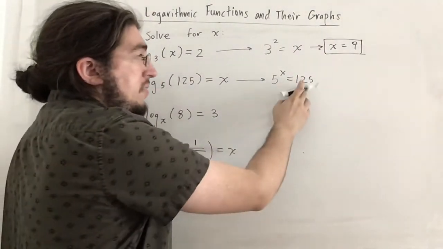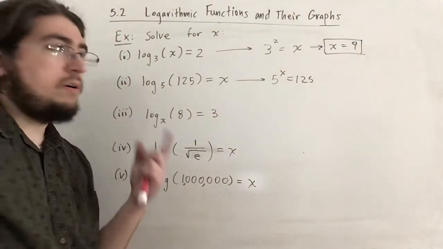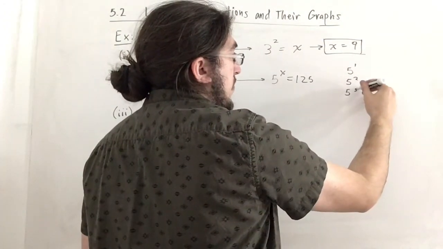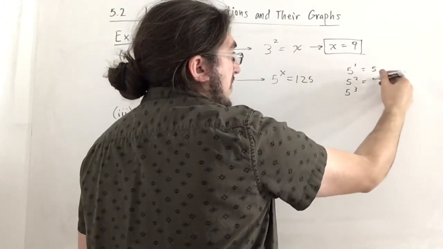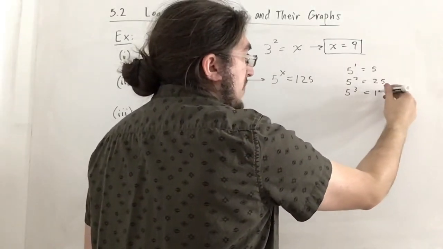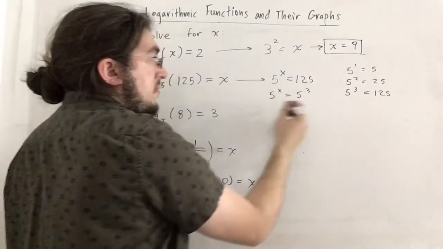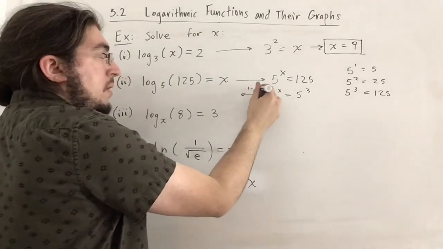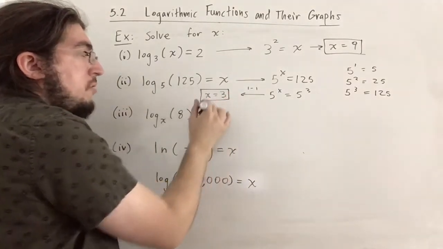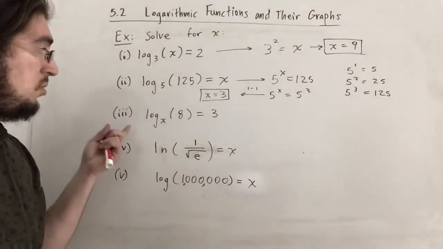In this case, if you look at the base 5, powers of 5 are, well, 5 to the 1, 5 to the 2, 5 to the 3. 5 to the 1, of course, is 5. 5 squared is 25, and 5 to the 3 is 5 times 25, which is 125. So 5 to the x is equal to 5 to the 3. By the one-to-one property of exponents, that means x must be equal to 3.